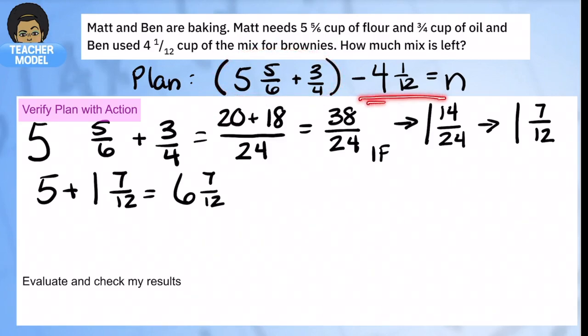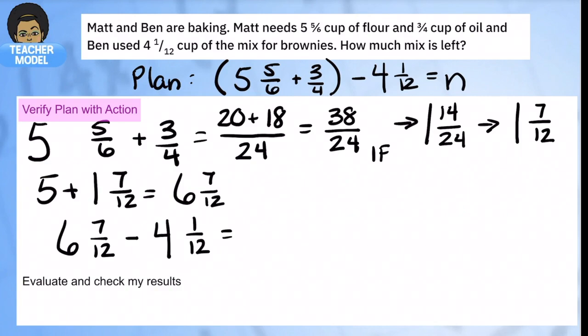Now I just have to subtract here. So let's rewrite our problem. I have 6 7/12 minus 4 1/12. Oh, and the good thing about this is our denominators are already the same. So this will be easy enough to do. 6 minus 4 is 2. And 7/12 minus 1/12 is just 6/12. So that's nice and easy.